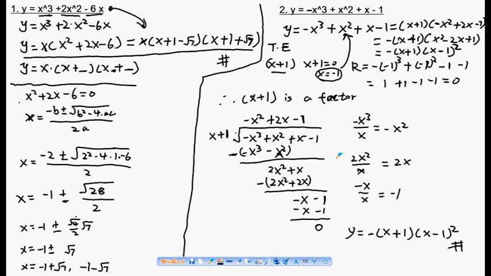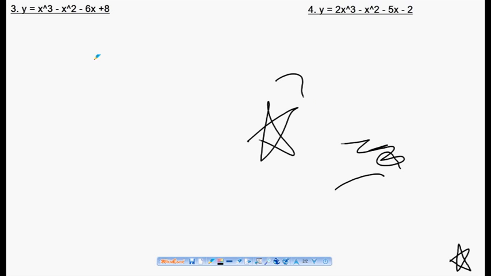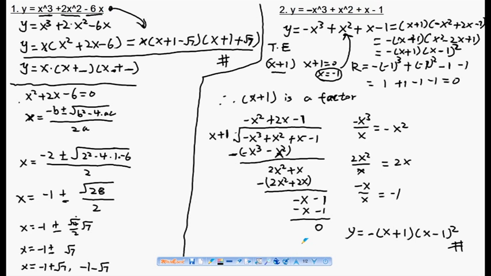Okay, let's do the next question. I just mark it here. Now let's look at question 3. Our equation is y equals x cubed minus x squared minus 6x plus 8.